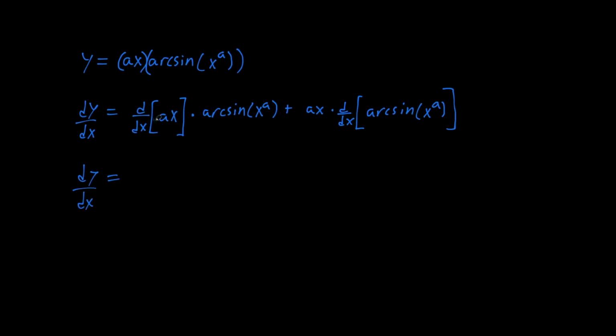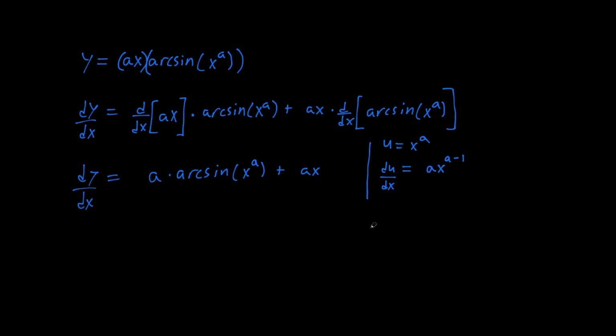We have dy dx equals the derivative of ax with respect to x, which is going to be equal to a times arcsine of x to the a, plus ax times the derivative of arcsine of x to the a. Well, looks like we're going to want to use chain rule there, so let's say u equals x to the a, and we can say right off the bat, because we're going to need to find du dx in a minute anyway, that du dx equals, we can use power rule because a is a constant, so we have a times x to the a minus 1.